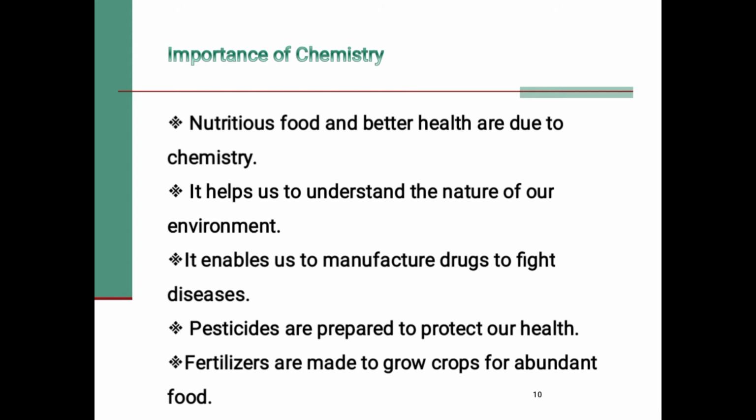Last, fertilizers. Fertilizers are made to grow crops for abundant food. What are fertilizers? Fertilizers are again chemical compounds that contain essential nutrients that are required for the good, or you can say proper, growth of your crops. Okay, so that's the end of the chemistry section.